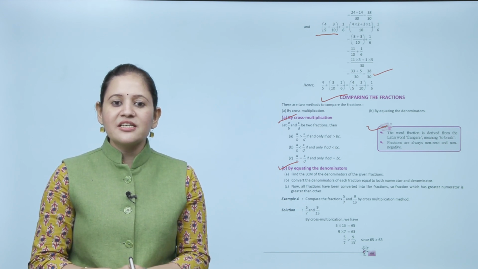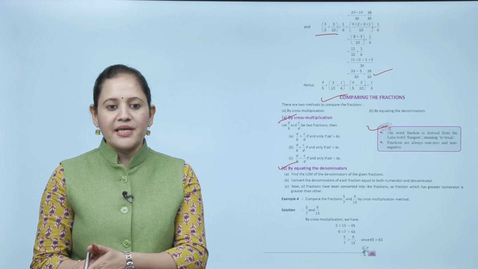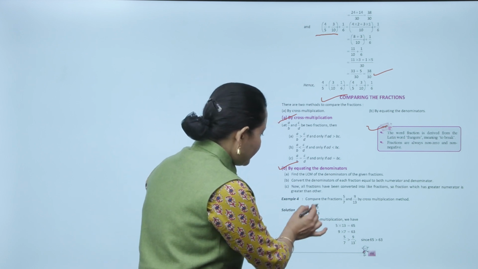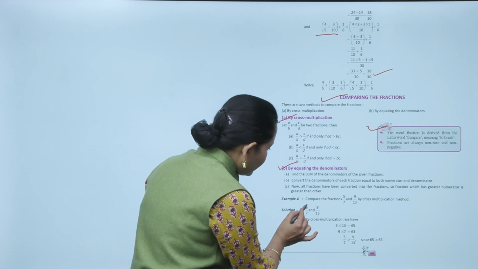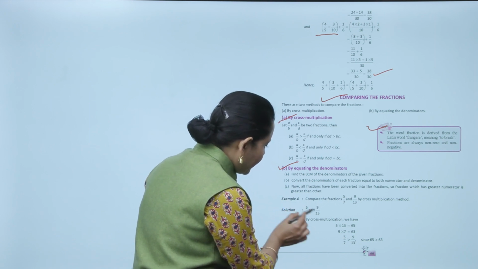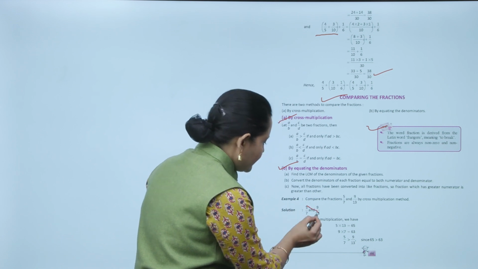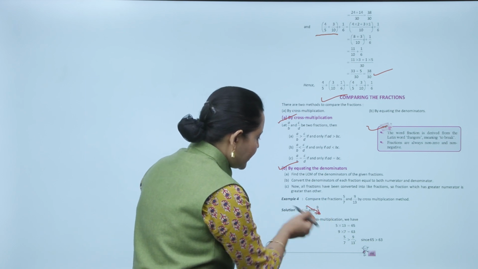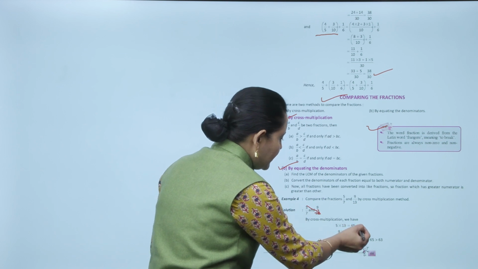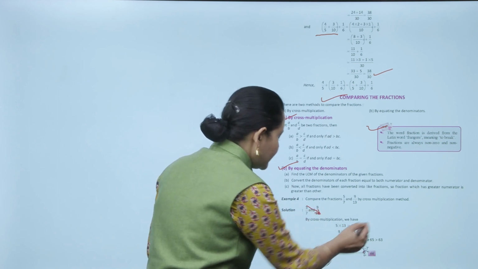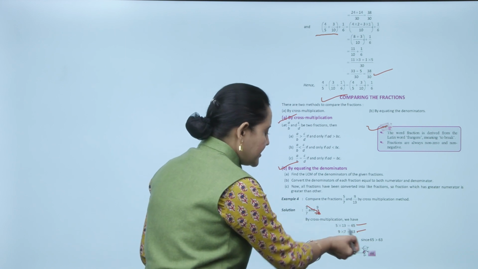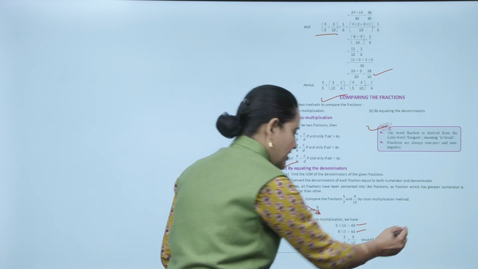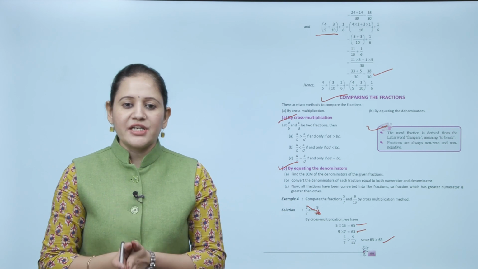Example लेते हैं. Compare the fractions 5 by 7 and 9 upon 13 by cross multiplication method. Cross multiplication से करेंगे. पहले इसके न्यूमरेटर को इसके डिनोमिनेटर से मल्टीप्लाई करेंगे, मीन्स 5 into 13, 65, and then 9 into 7, that is 63. So 65 is greater than 63, so 5 by 7 is greater than 9 upon 13. Clear? So this way we can compare two fractions.